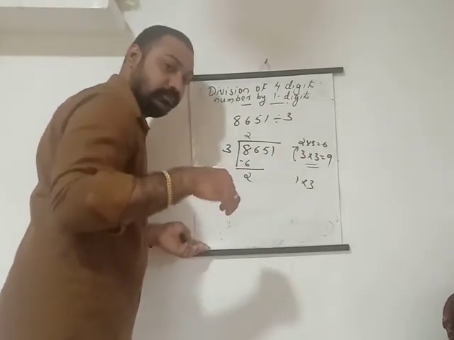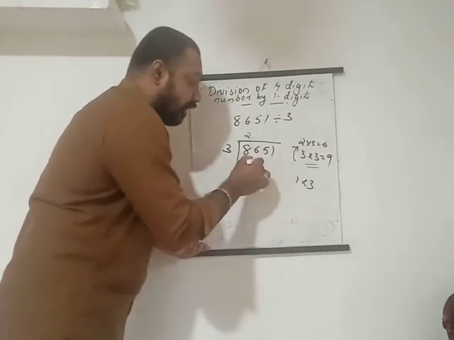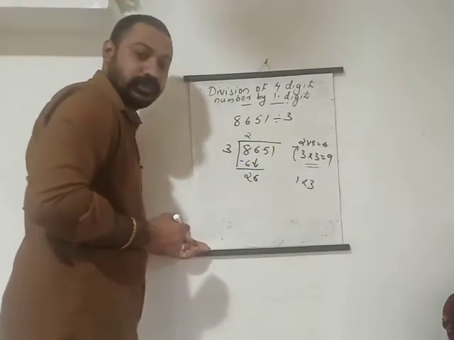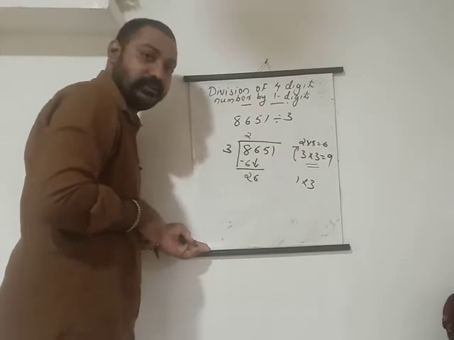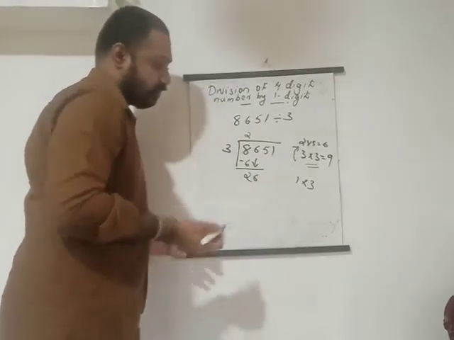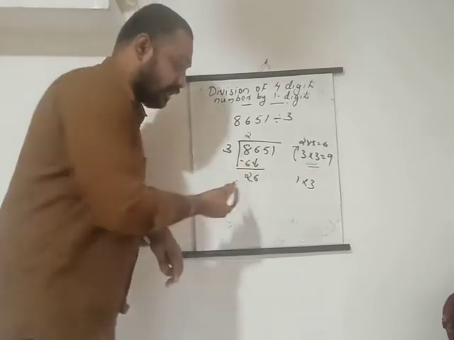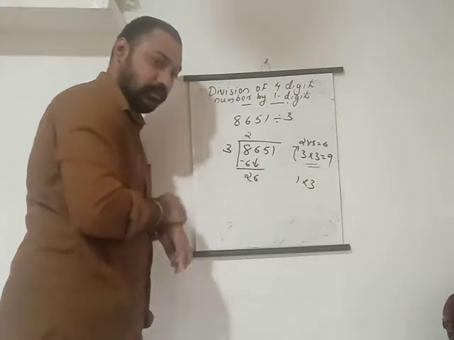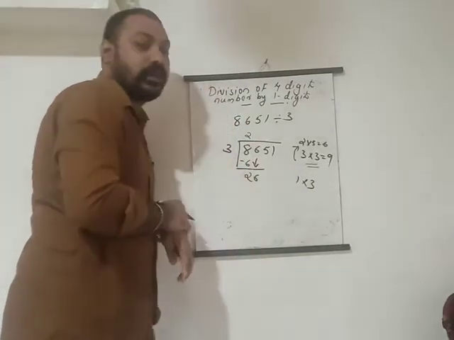So what is our next step? If we cannot divide with 2, we have to take the next number. That is 6, you have to write the 6. Understand? You have to take the next number, so it becomes 26. Now how many times 3 is 26? 26 does not belong to the 3's table, but we have to take the number before that one.